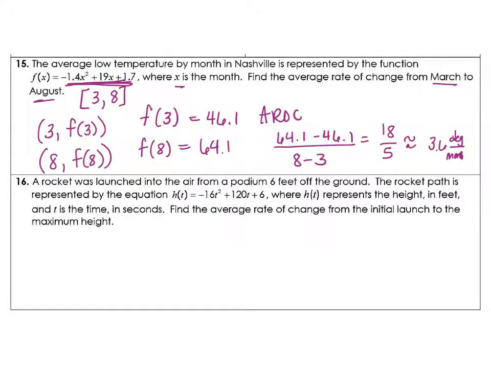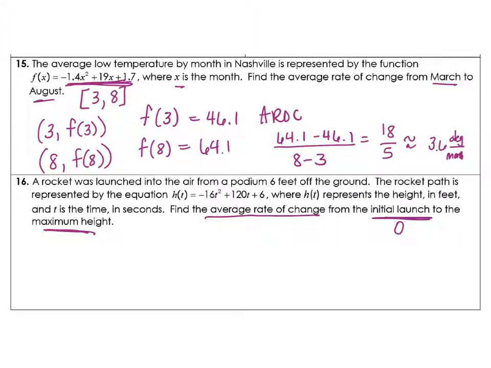Okay, now let's go look at number 16. A rocket was launched in the air from a podium 6 feet off the ground. The rocket's path is represented by this equation, where h at t is the height in feet and t is the time in seconds. Find the average rate of change. So again, right here, average rate of change. We know we're still doing our same formula from the initial launch. So that initial launch was going to be at time t0 to the maximum height here.